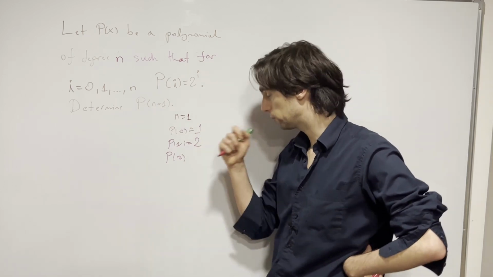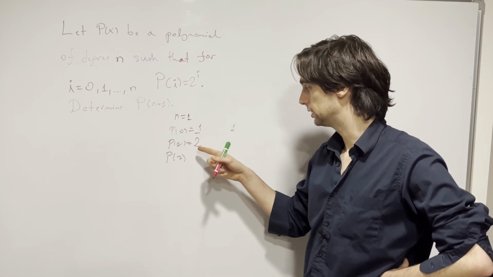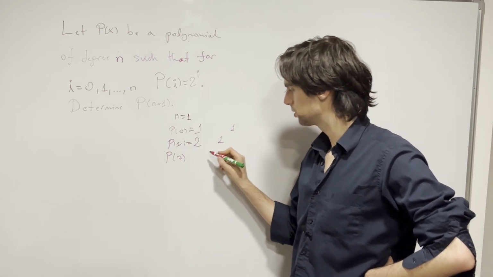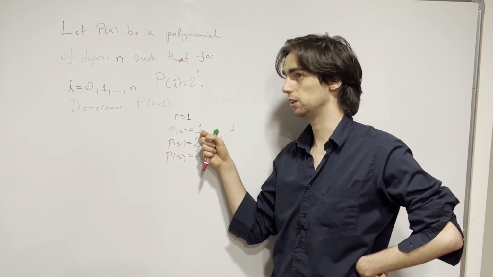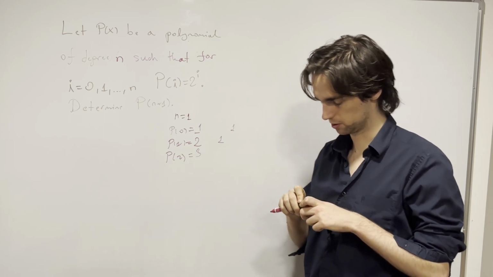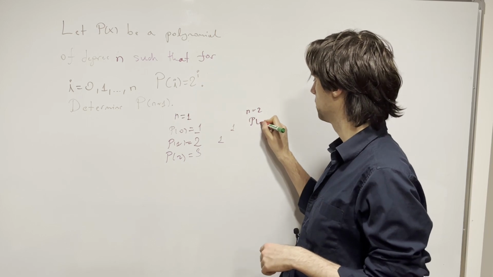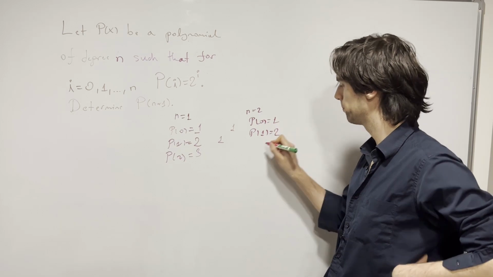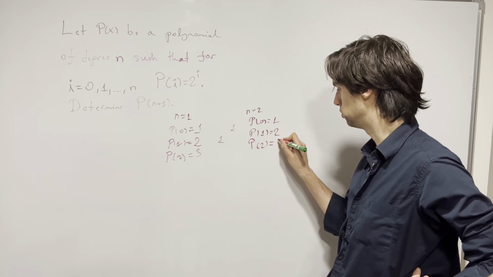So how do we get this? p of 0 is 1, which means the last coefficient is 1. This means that the second coefficient is also 1, right? So then this is equal to 3. And this is b. For ax plus b, this is b. This gives us the first thing. Okay. Let's look at n equals 2. If p of 0 is 1, p of 1 is 2, and p of 2 is equal to 4.